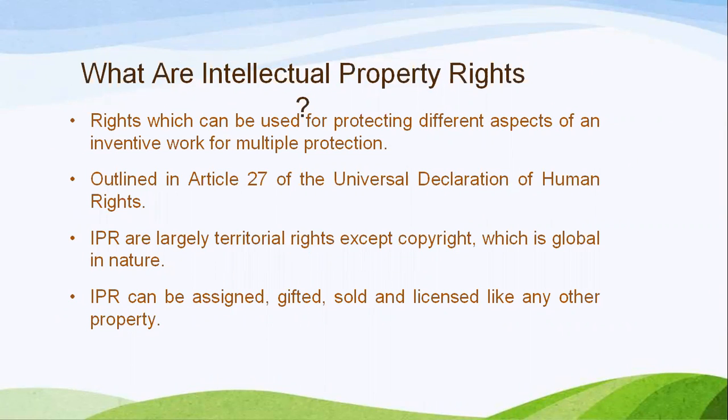What are intellectual property rights? A right which can be used for protecting different aspects of an inventive work for multiple protection. This is outlined in Article 27 of the Universal Declaration of Human Rights. Intellectual property rights or IPR are largely territorial rights except copyright, which is global in nature. IPR can be assigned, gifted, sold, and licensed like any other property.